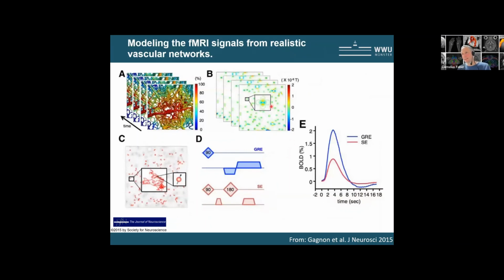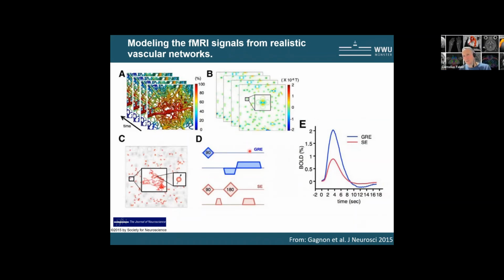And what they then did, they calculated here through cross sections, basically the field distortion. So every little capillary makes a magnetic field distortion. Then they assumed the water molecules diffusing through these fields, and of course leading to some dephasing, signal loss.